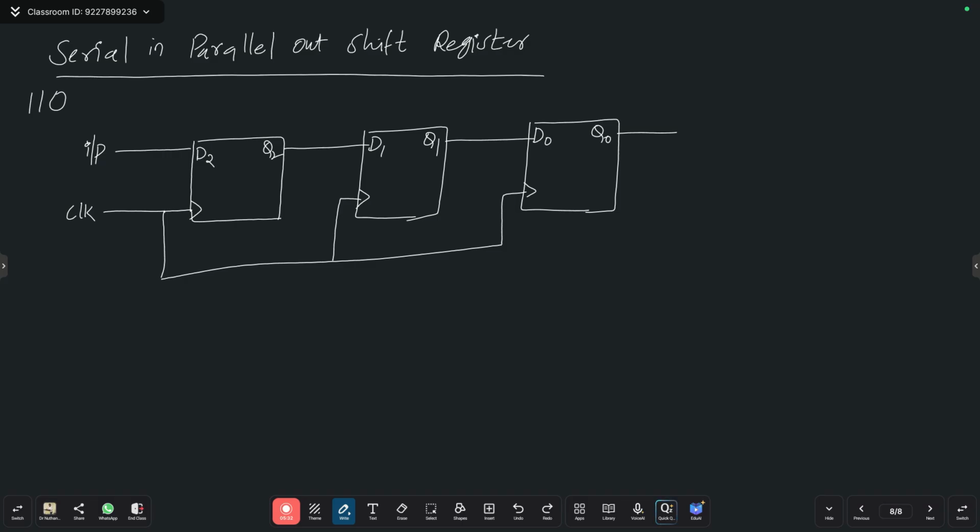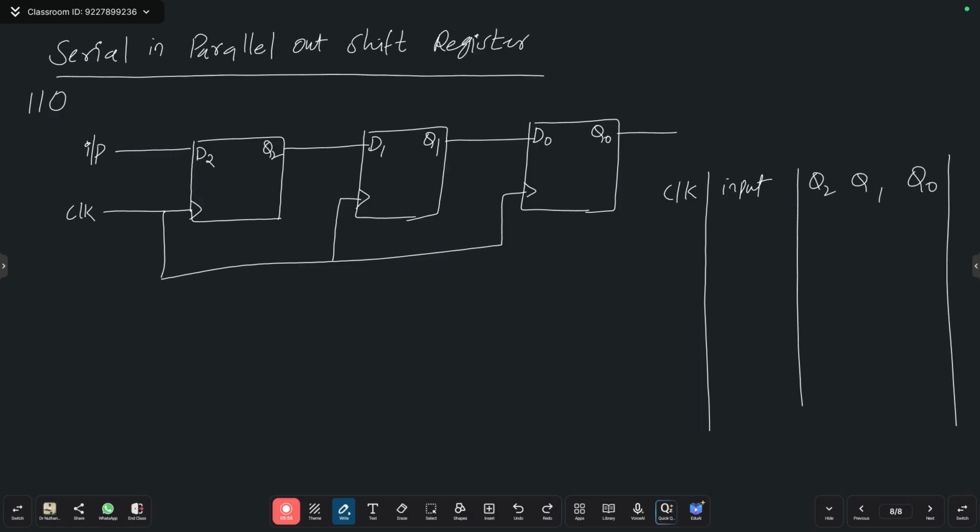So, how to shift the data? Here you know the clock, right? You know the clock. Then we are going to design a table. The first column is clock. Then next column is input. And what are the states are there? Current states are there. Q2, Q1, Q0. Correct. Clear?